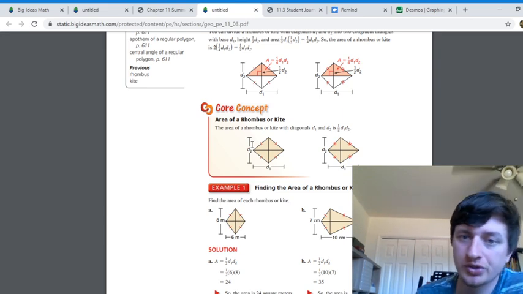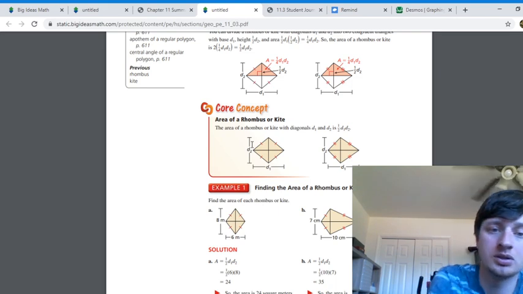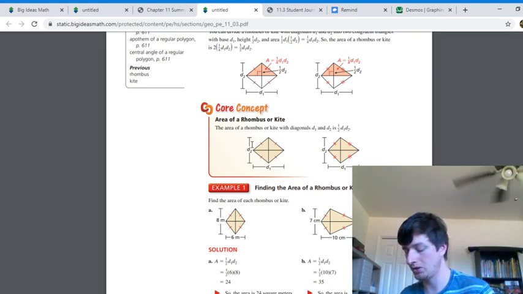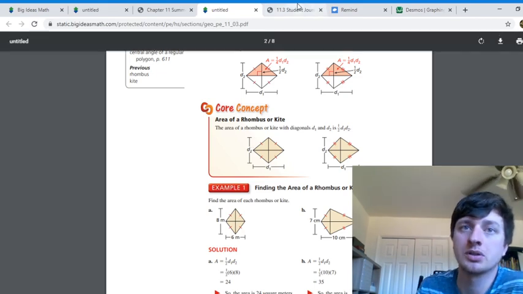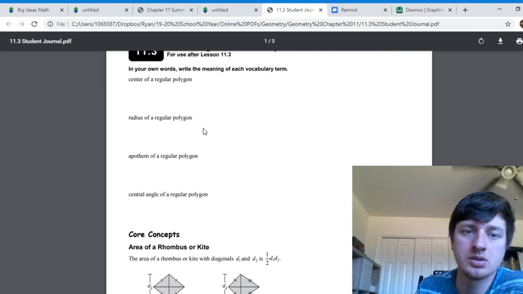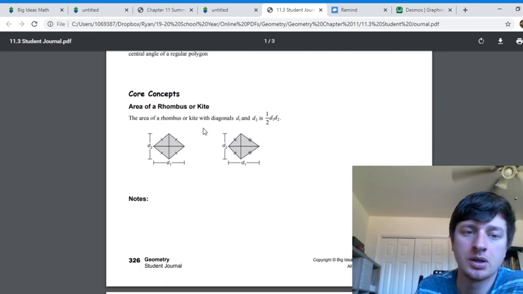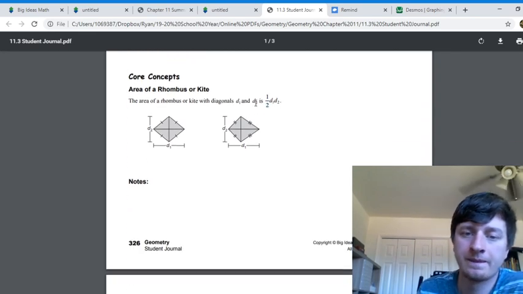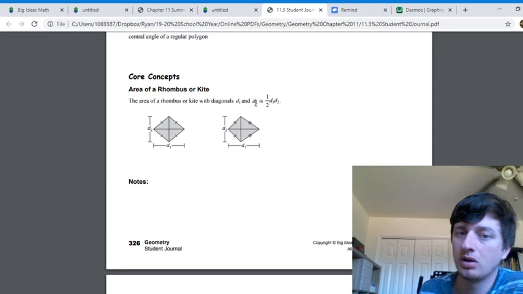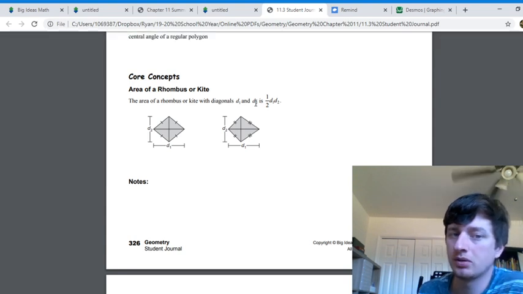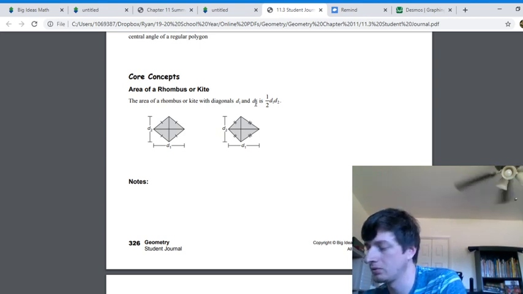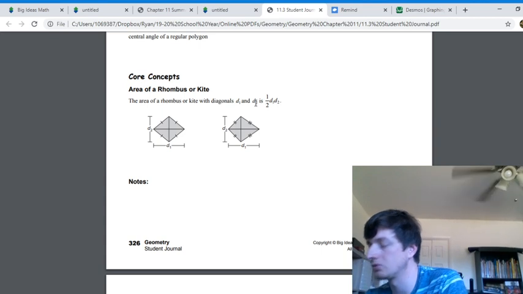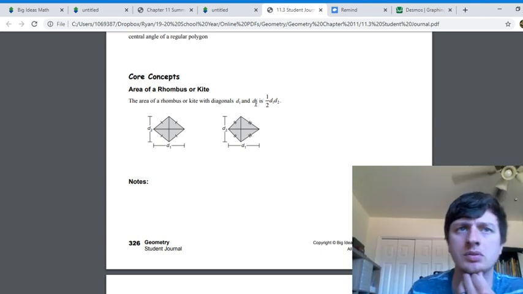So, we're just going to use the formula. The formula is in the student journal pages. So if you download the student journal from Dropbox, it's on this page. It looks like this. Here's our formula. Area is half of distance 1 times distance 2. I think I just said divided by 2.